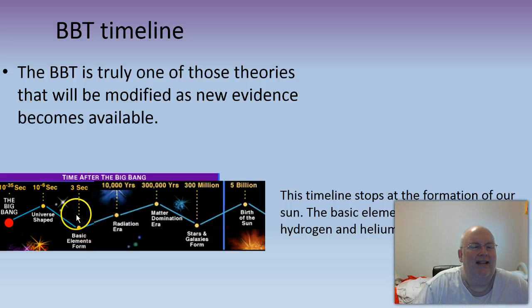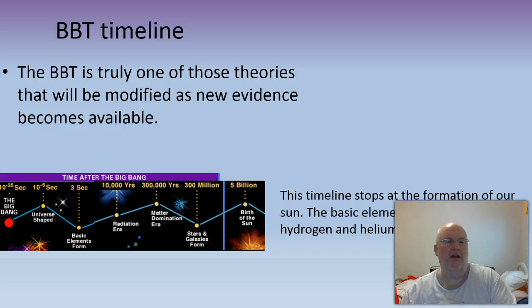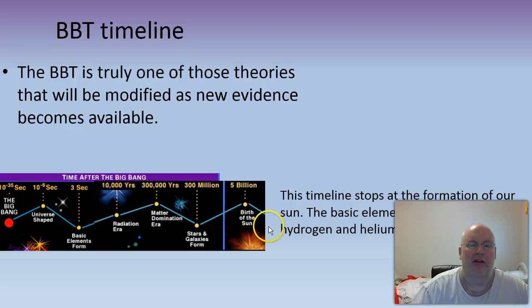And then 3 seconds after the Big Bang, the basic elements formed. And before that, just the protons and neutrons formed. But then the basic elements formed. And those basic elements, of course, are hydrogen and helium. And then you can see 10,000 years, 300,000 years, 300 million years, all the different things that happen. And then at about 5 billion years ago, our sun was one of many stars created. And then I cut the timeline off there because it doesn't really apply to the creation of the universe, but the timeline goes on to present day, and it's even projected into the future. So that comes from pbs.org if you want to go look at that.